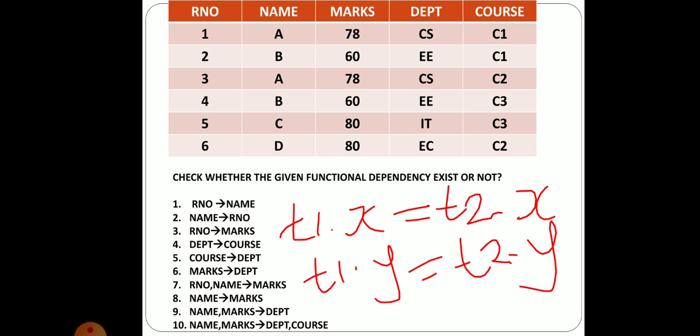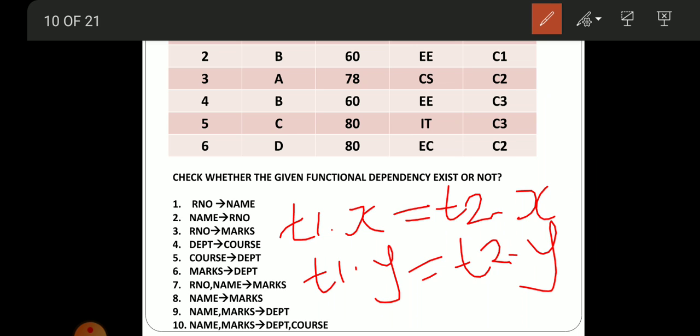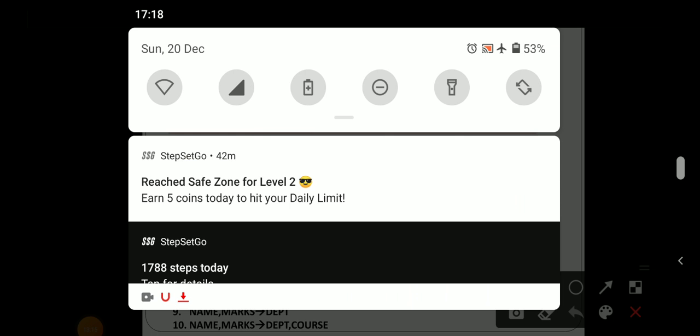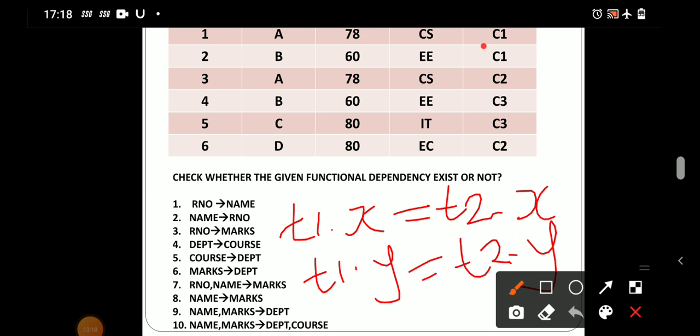So we have C1, C1. In the first row we have the C1 course, and in the second row we also have the C1 course. Let's check the department. The first C1 has the CS department, and the second C1 has the EE department. So according to these conditions, the condition is not fulfilled.